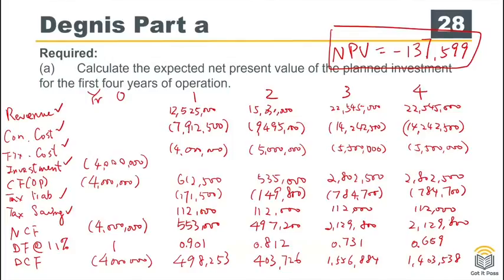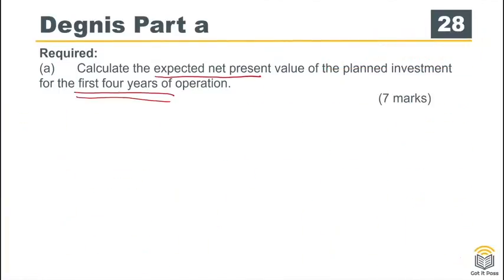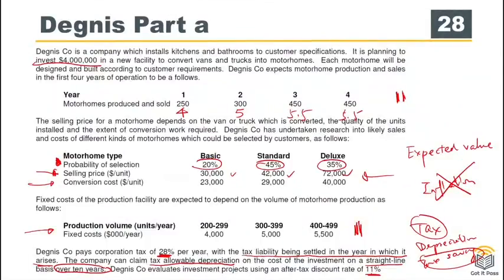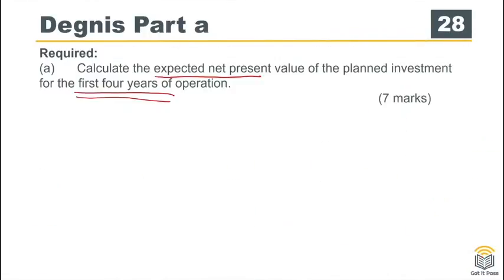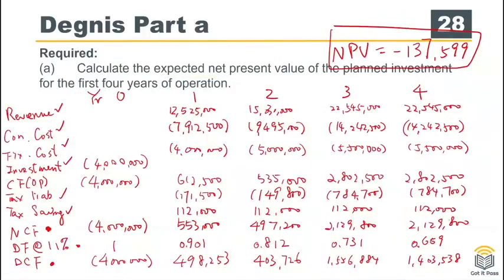Okay, so we can work out the net cash flow after all this. And then we have the discount factor and also the DCF. And finally, we get the NPV by summing all the DCF of each year. Okay. So, that finishes this part A.